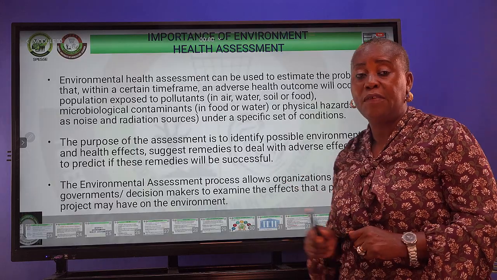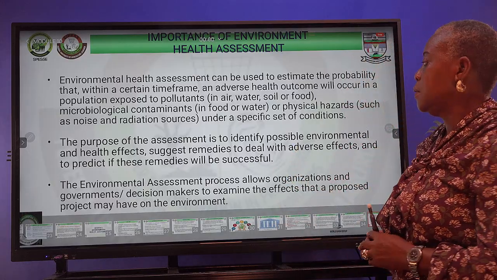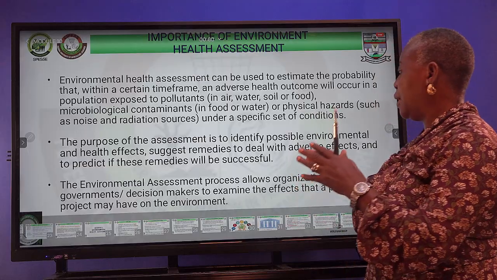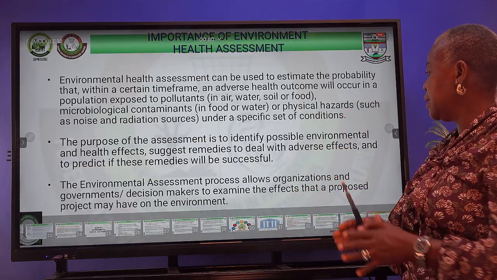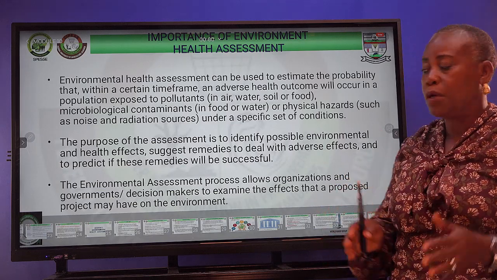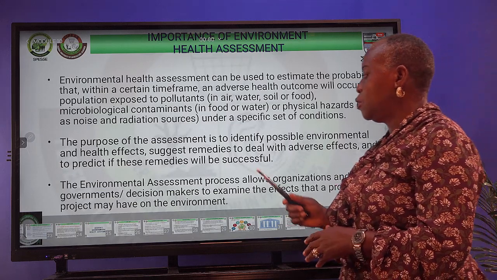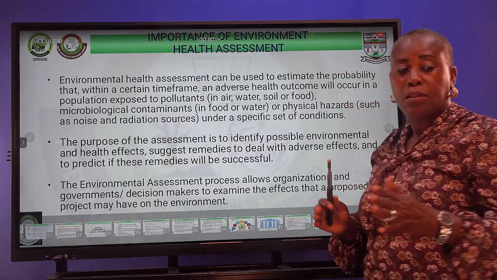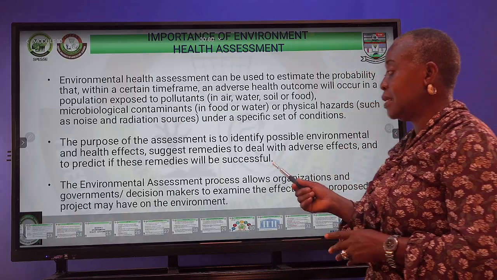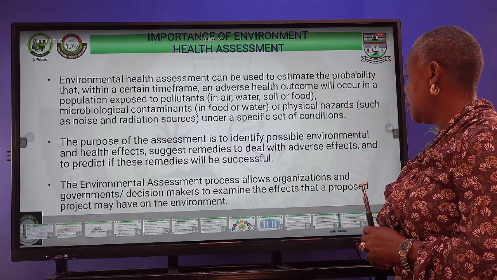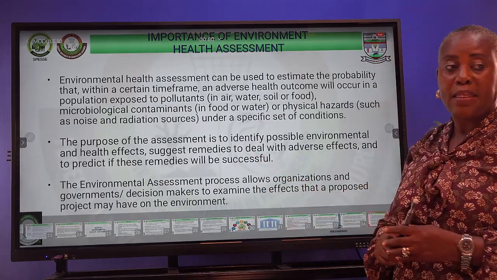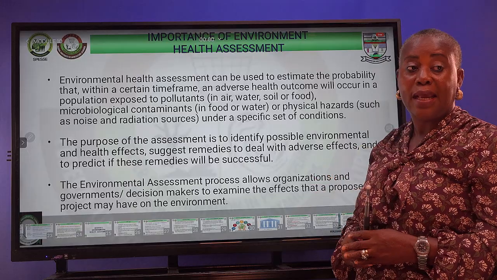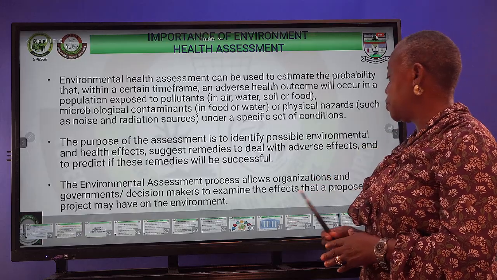as well as predict if these remedies will be successful. So it must follow an organizational platform. Government, decision makers, policy makers, stakeholders are all involved in providing support and systems that this environmental assessment will achieve. And of course, the reports of this assessment are read by these people, and certain actions that are needed to address them are also taken.